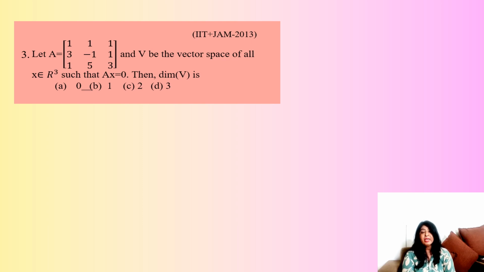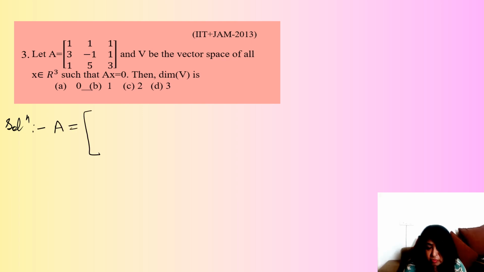Next we have, let A be a matrix of order 3 and V be a vector space of all x belongs to R cube such that Ax is equal to 0, then dimension of V is. So we have to find the dimension of vector space V. Now A matrix is given to us. So A is equal to 1, 1, 1, 3, minus 1, 1, 1, 5 and 3.